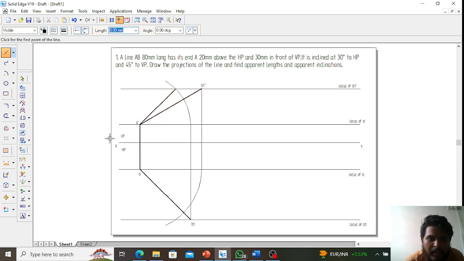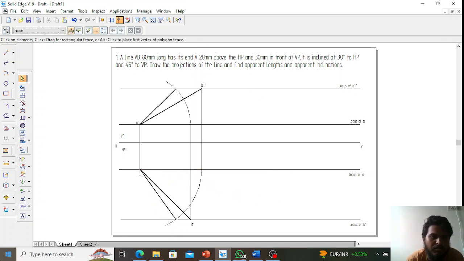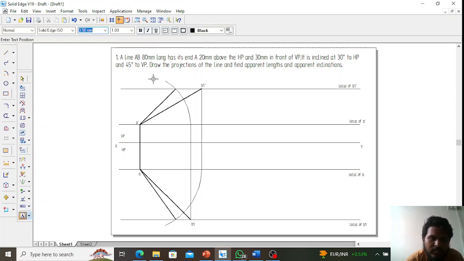So this is our first apparent length and same goes here also. We will take this point and draw it up to here, the second apparent length. Okay. Now we will name these points as B dash and B. Okay.